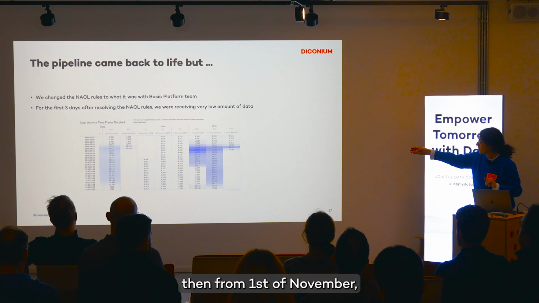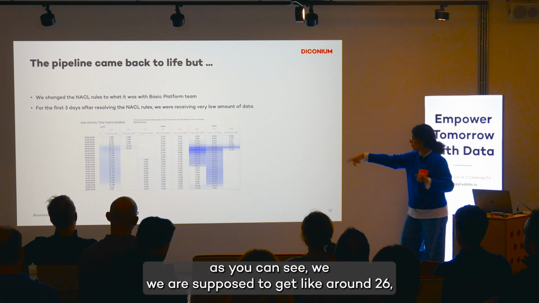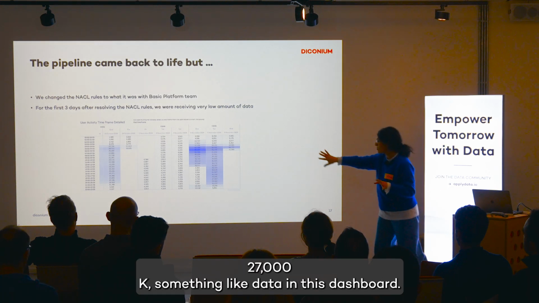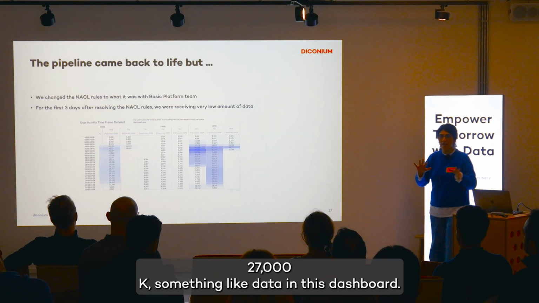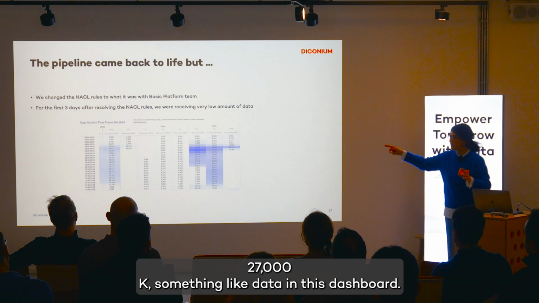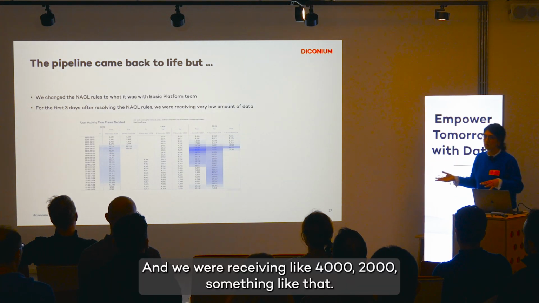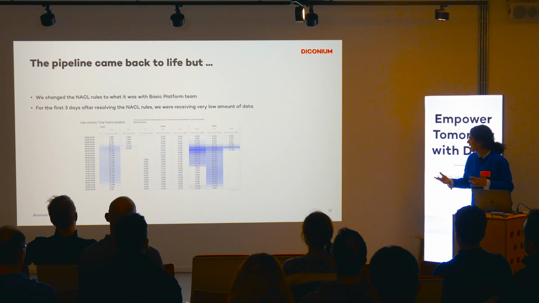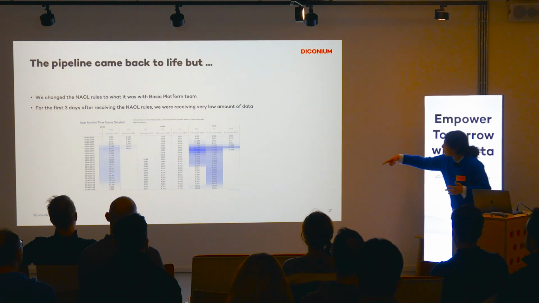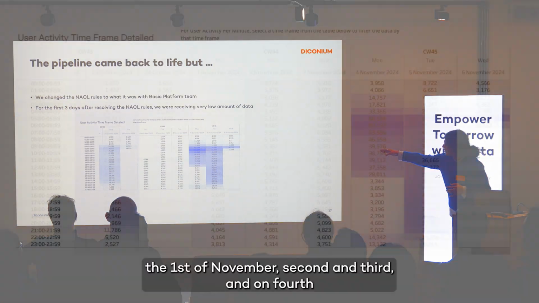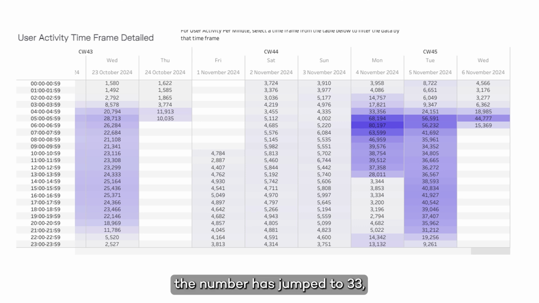From the 1st of November, as you can see, we are supposed to get around 27,000 something data in this dashboard. And we were receiving like 4,000, 2,000, something like that. And then on the 1st of November, 2nd and 3rd, and on the 4th, the number jumped to 3368, something like that. This was absolutely not normal.